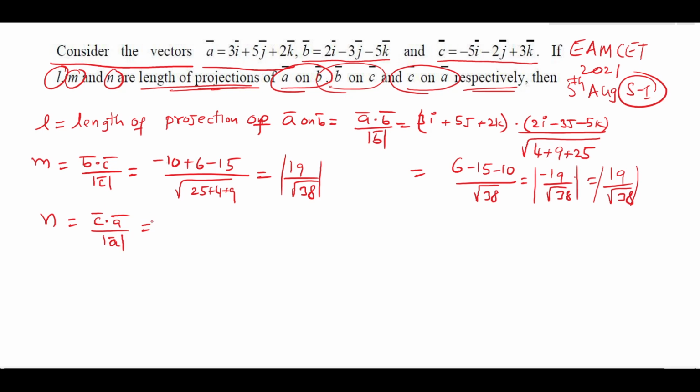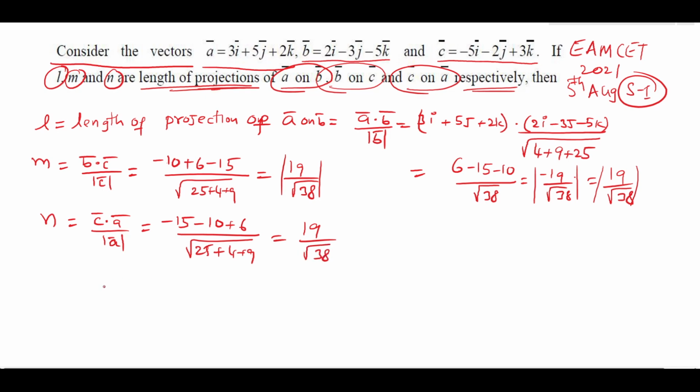C bar dot a bar, that is minus 5 into 3 minus 15 minus 2 into plus 5. This is minus 10. 3 into 2 plus 6 by under root of mod c bar, 25 plus 4 plus 9 minus 15 minus 10 minus 25 plus 6. This is minus 19 plus 19 modulus of, that is root 38.